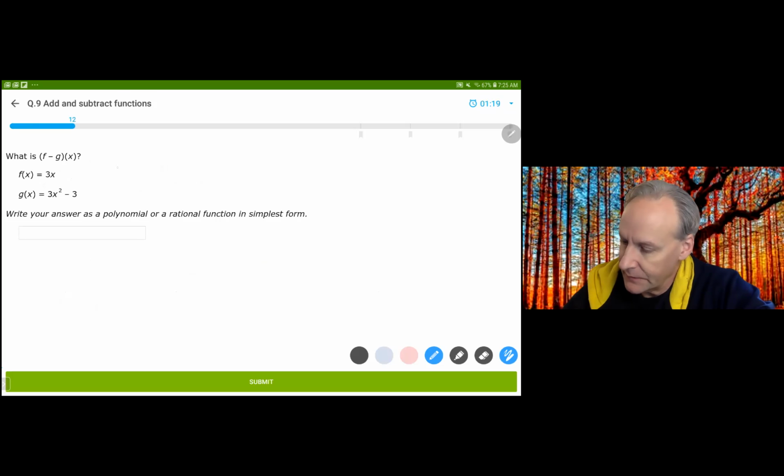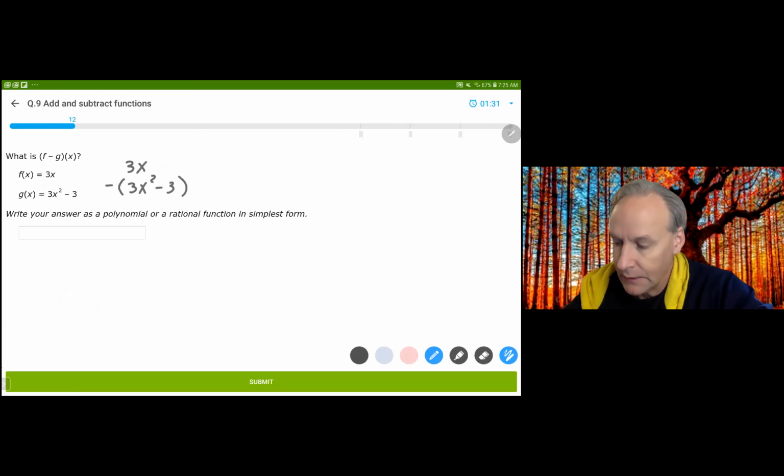All right, so we're talking about f of x, which is 3x, and we're subtracting g of x. When you subtract, you have to distribute to both parts. This is 3x squared minus 3. And this is f of x minus g of x. So we have negative 3x squared. We have to distribute this negative to both parts.